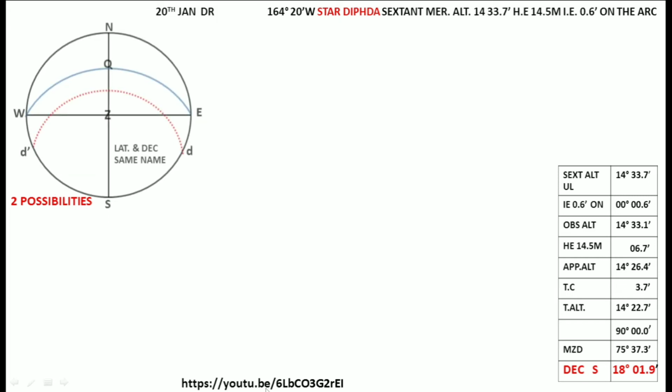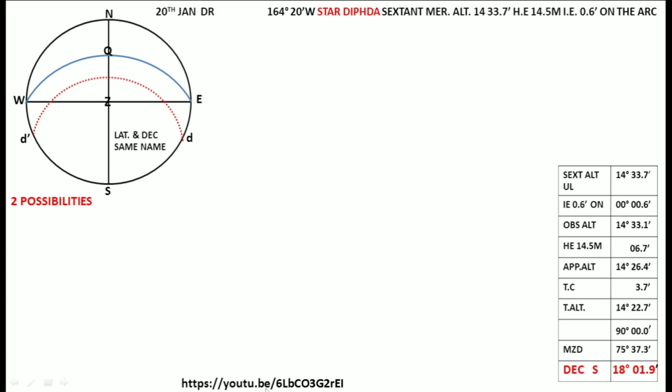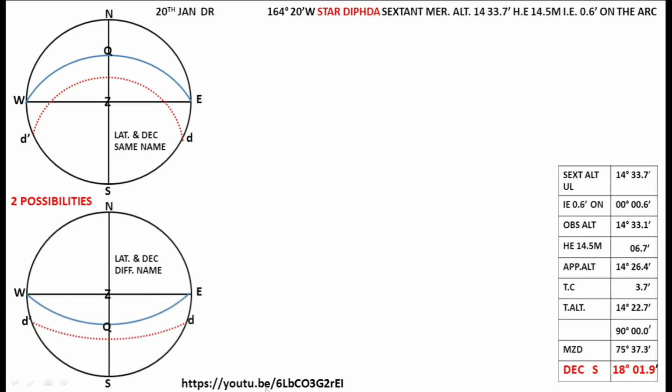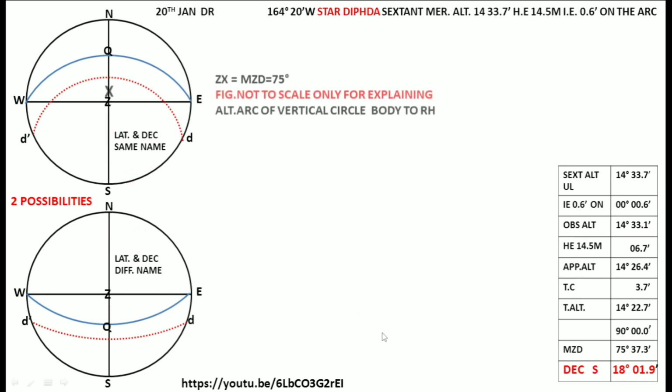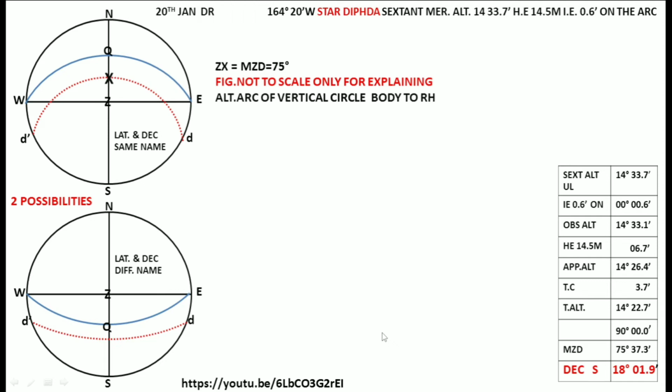Here again, once I have got my time, I have got the declination. Now again I have got two possibilities, either it is north latitude or south latitude, though I know the declination is south, so either it can be the same name or different names. And these figures are not to the scale, I've just made it for explaining it to you here.